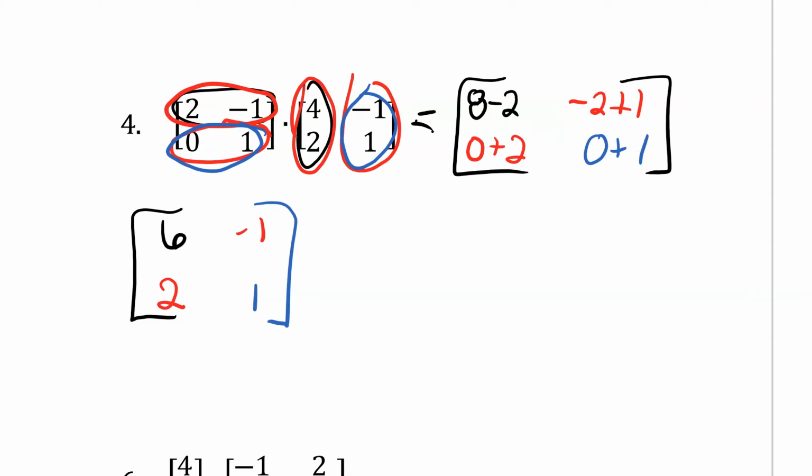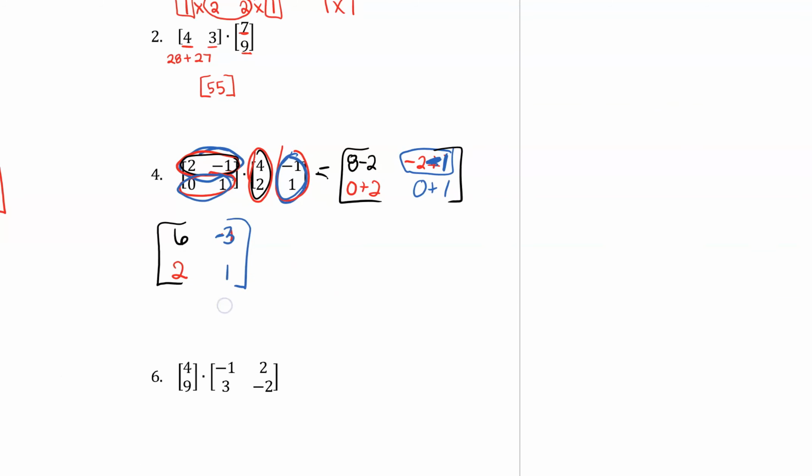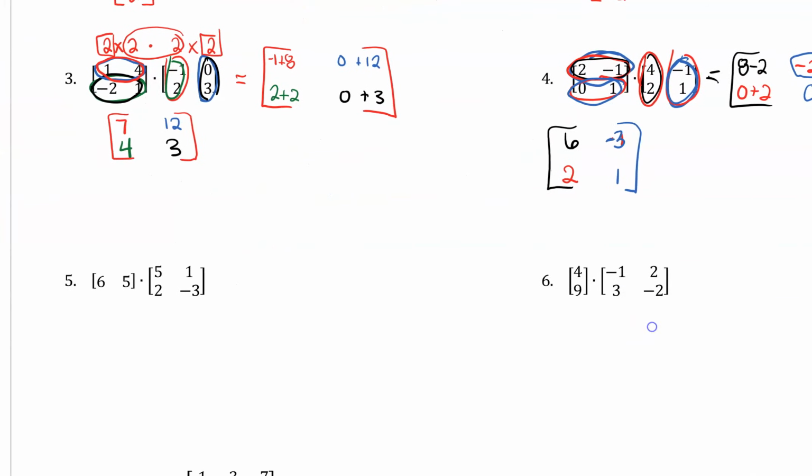I was just checking my work on this, and I noticed this row and this column over here that would give us this answer, I messed up. So 2 times -1 is -2, but then -1 times 1 would be -1. So this should be -2 minus 1, which would give us -3. Sorry about that. All right, moving on.